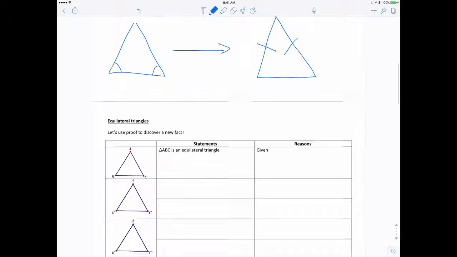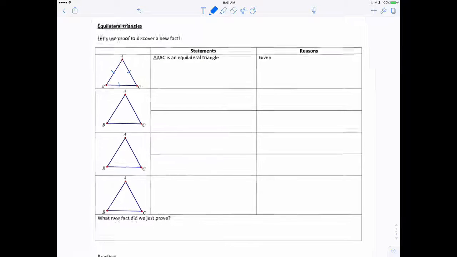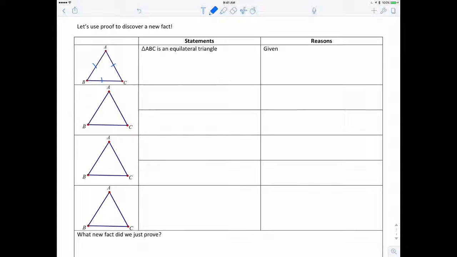Okay. Next, we're going to look at a proof to discover a new fact about equilateral triangles. So if you recall, equilateral triangles are triangles where all three sides are congruent. And that's what we're going to start out with. We're going to start out with the fact that ABC is an equilateral triangle, that's given to us. And let's just focus on two of those sides being congruent. Let's say we'll focus on AB being congruent to AC.